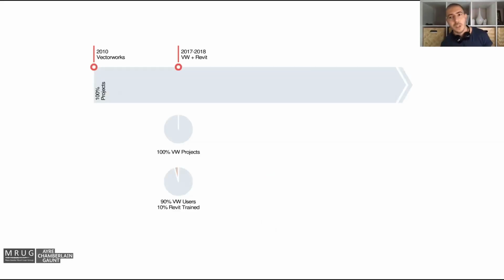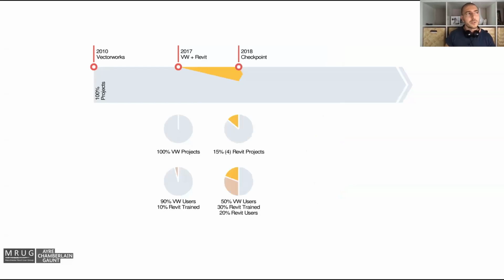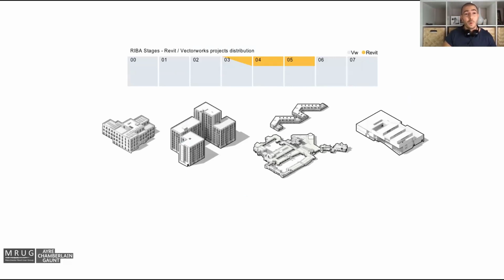So ACG was set up in 2010 as a Vectorworks-based practice and started using Revit at the end of 2017. The goal was to completely move to Revit within 4 to 5 years. A year after we started, at the end of 2018, we had 4 Revit projects and half of the architectural staff in the practice had some form of Revit training. About 20% were active Revit users. Now, when I say active, what I mean is they were using Revit for at least 50% of their time. All 4 projects were either stages 3 or 4.